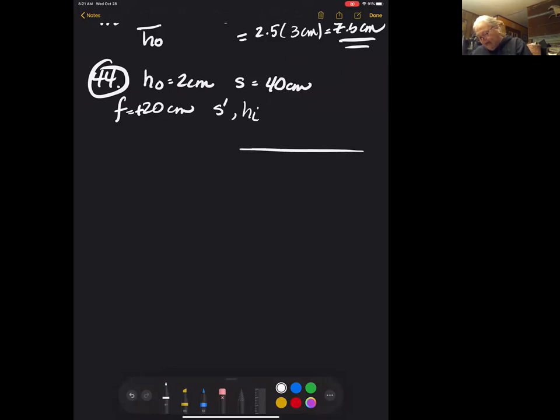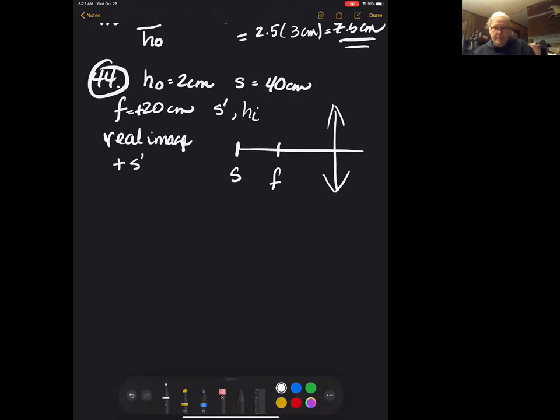So what I've got this time is my lens is converging, which means it's thicker in the middle than on the edges. So that's kind of how I draw it. Its focal length is here and my S is out here. So now I'm outside the focal length. So I'm going to form a real image this time. So I better get a positive image distance this time. That's one of my checks.